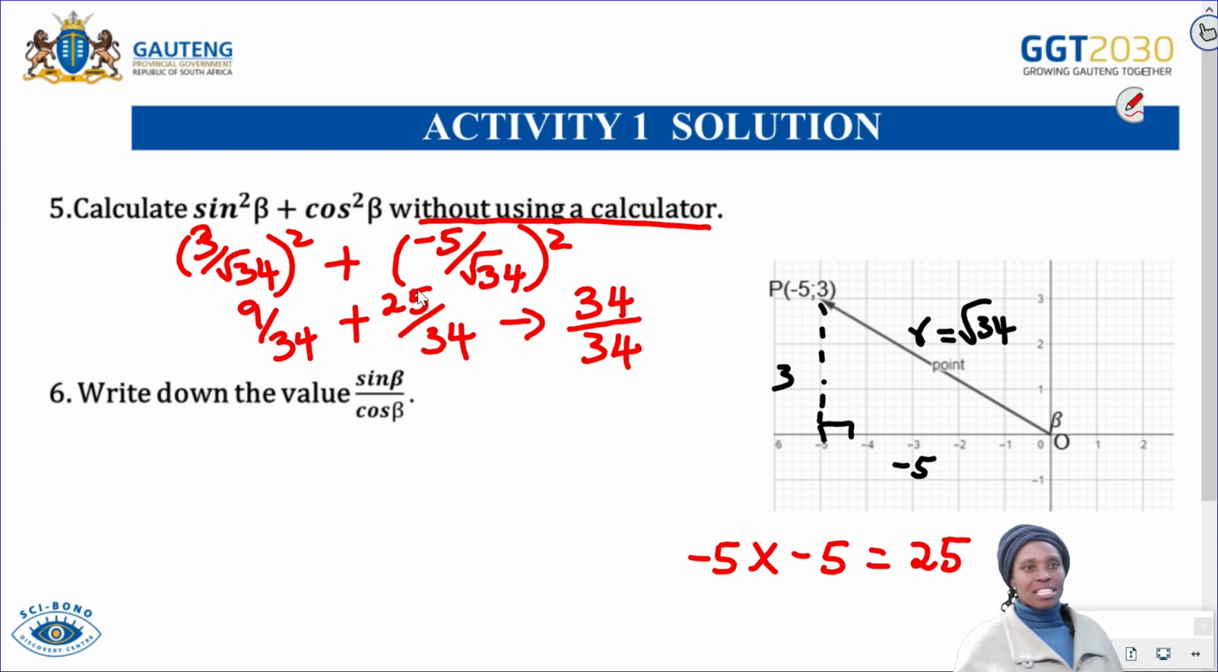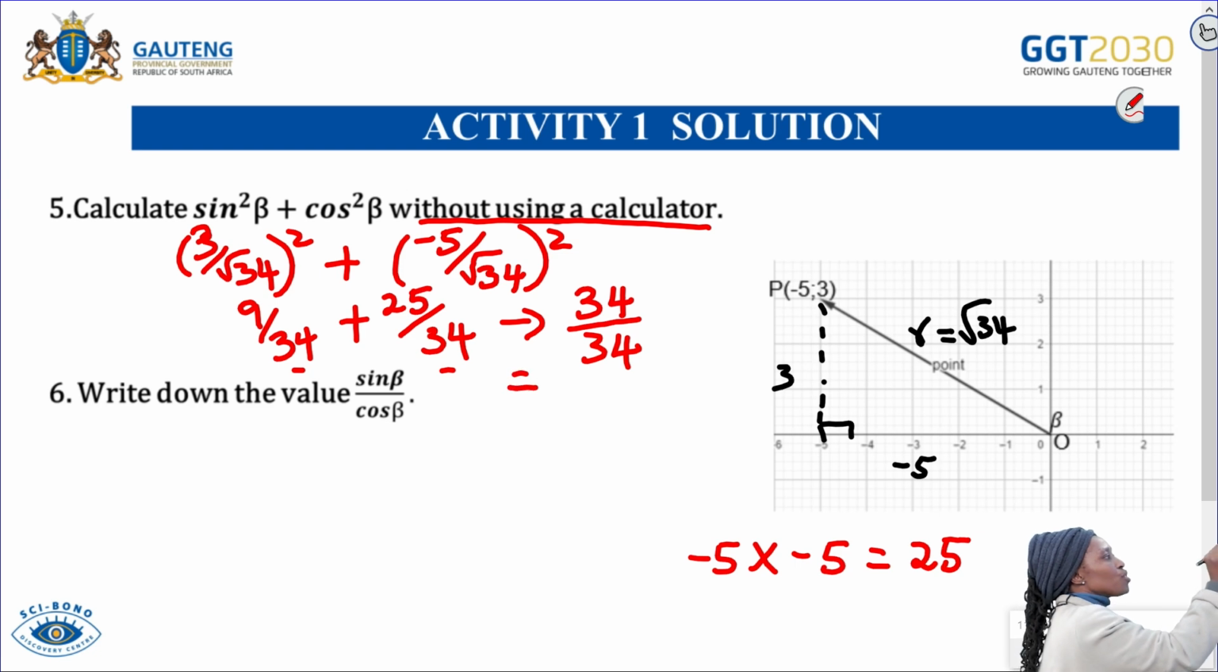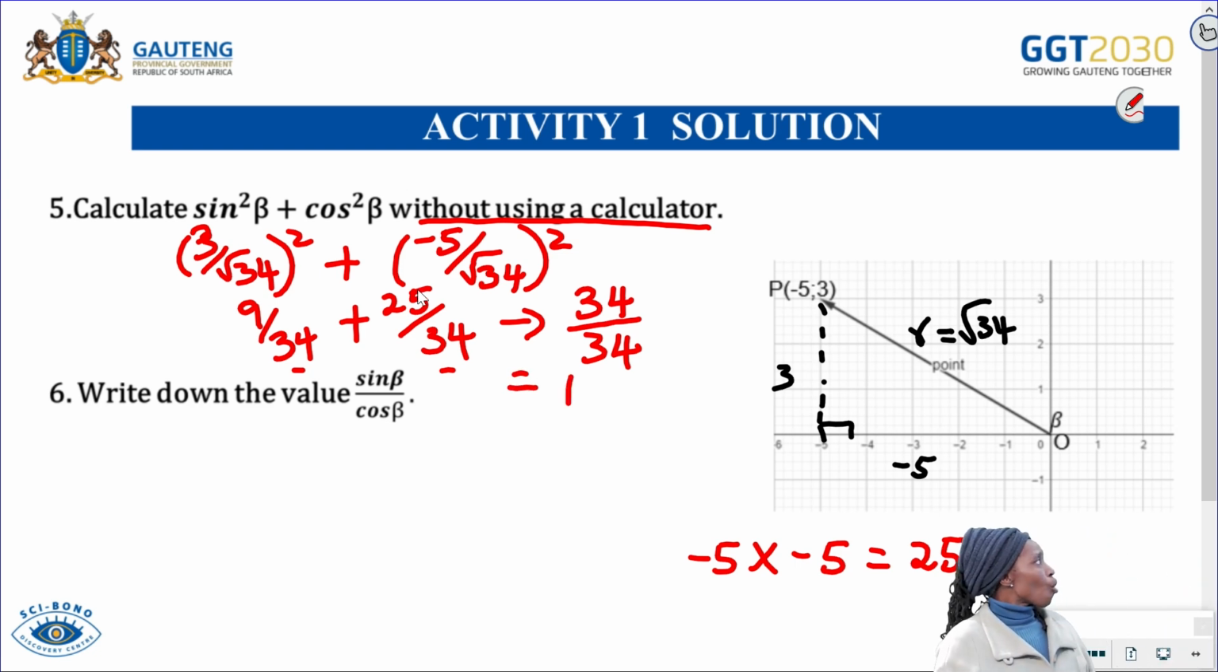And remember, you are not adding your denominator. You cannot say 34 plus 34 to get 68. You are just taking the common denominator there, which is 34. So you add the numerators, you don't add the denominator. 34 over 34 gives you 1. So my sine square beta plus cos square beta is equal to 1. All right, let's move on to sine beta over cos beta.